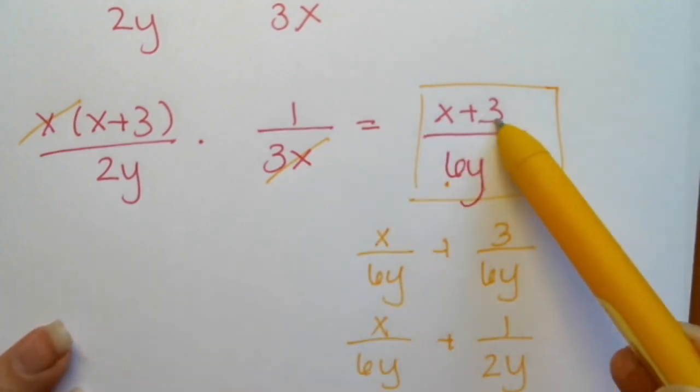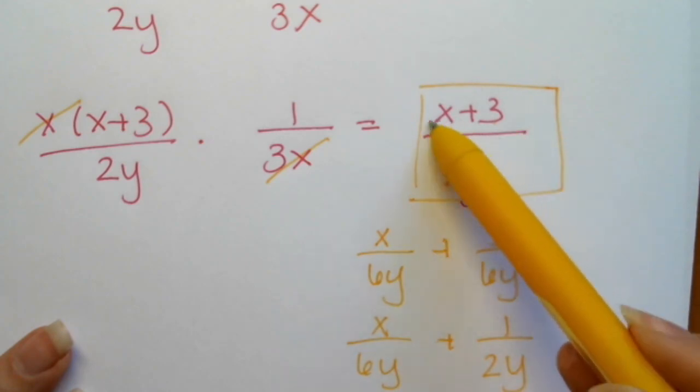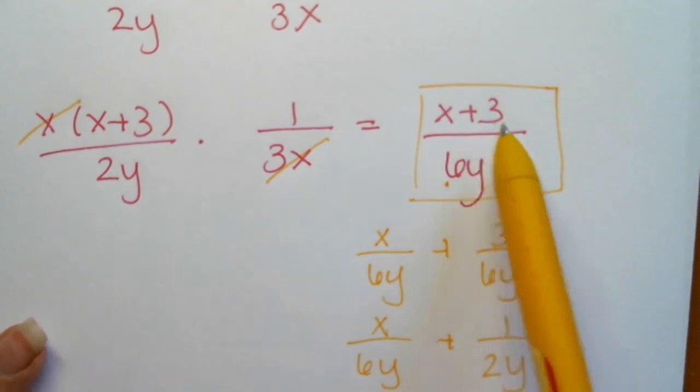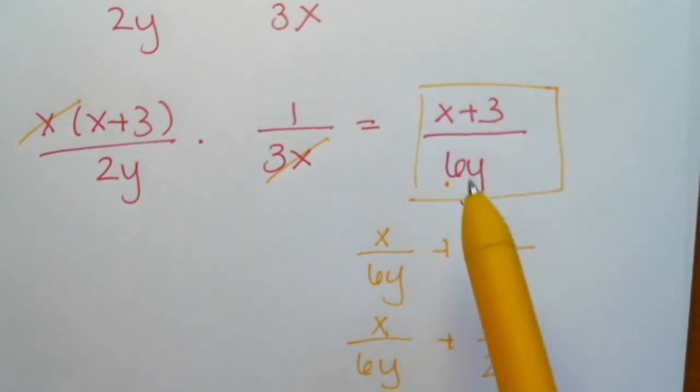But I also wanted to point out that you can't just cancel this because the x is not divisible by 3. So you would have to have both terms in the numerator being divisible by 3 for that to cancel.